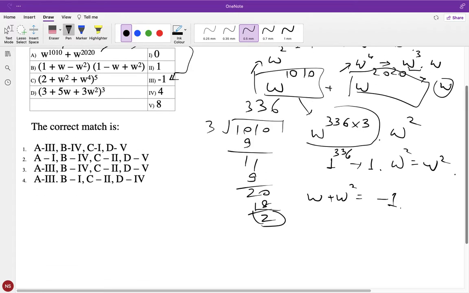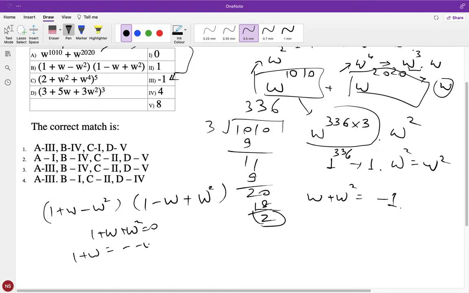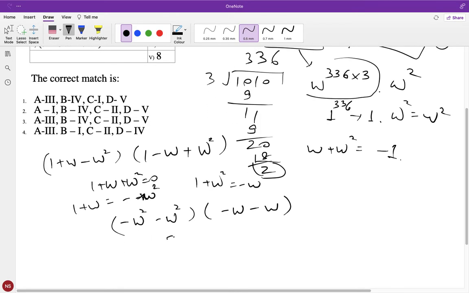Now let us look at option B. 1 plus omega minus omega square into 1 minus omega plus omega square. We know that 1 plus omega plus omega square is 0. Right? So 1 plus omega is minus omega square, and from here 1 plus omega square is minus omega. So this becomes minus omega square into minus omega. So this is minus 2 omega square and this is minus 2 omega. So this is 4 omega cube. Omega cube is 1, so this is 4.